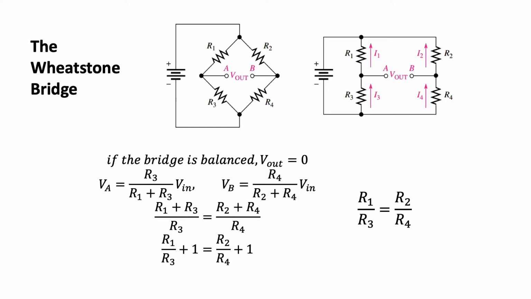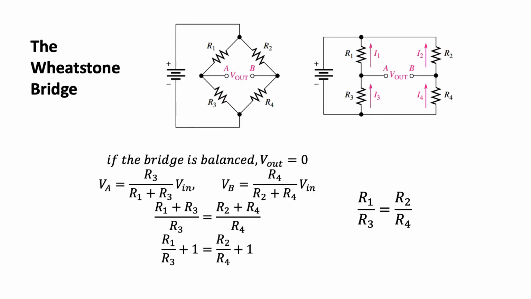If you take a closer look, you have 2 voltage dividers. One voltage divider is seen through R1 and R3, and the other is seen through R2 and R4. The voltage VA is just R3 over R1 plus R3 times the input voltage, and the voltage VB is just R4 over R2 plus R4 times the input voltage. If the output voltage is 0, then the voltages VA and VB are equal.